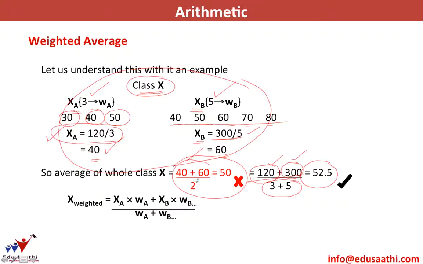Very important concept of weighted average. If you want to go with the formula of weighted average, I'm just writing down the formula for your reference. Average of the first class into number of people in the first class plus average of the second class into number of people of the second class plus average of the third into number of people. Basically, this is giving me the sum of all the observations. If I add them up, this is the sum of the observations of the entire class divided by the number of people that are there in all the classes.